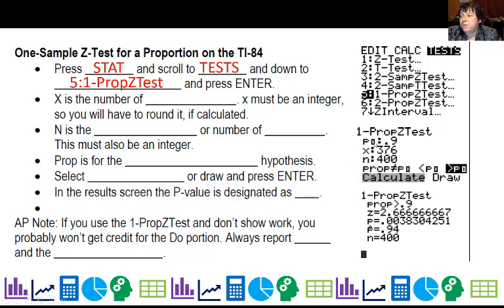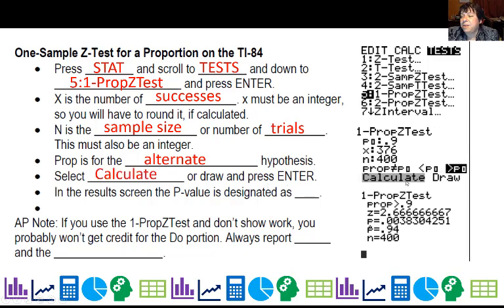You're going to be prompted for a couple of things. You see p0, so that's from your null. x is the number of successes, and it needs to be an integer. If it's not, it won't work. n is the sample size or number of trials. And this prop part is for your alternate hypothesis. It's either not equal to your p0, it's less than your p0, or it's greater than your p0. You need to select one.